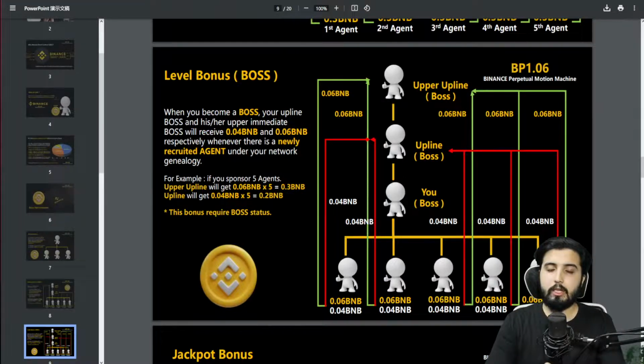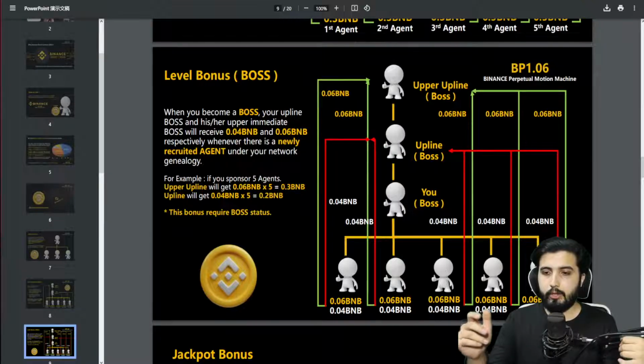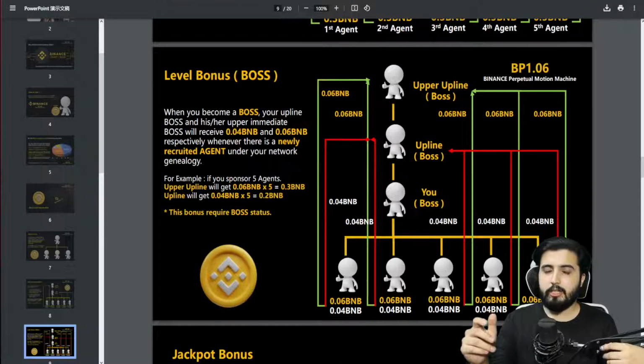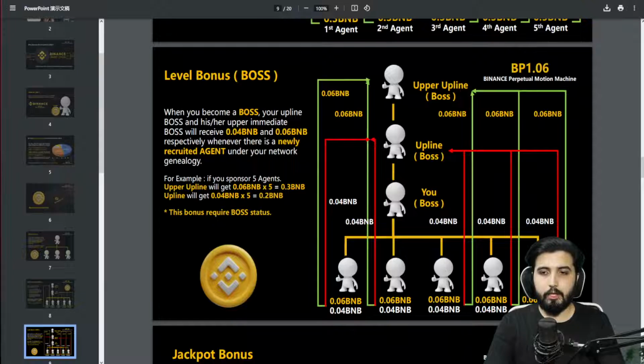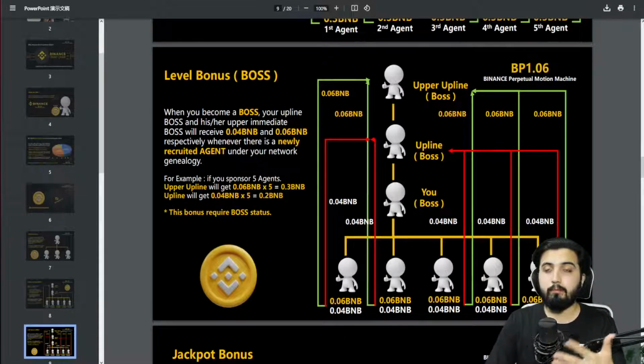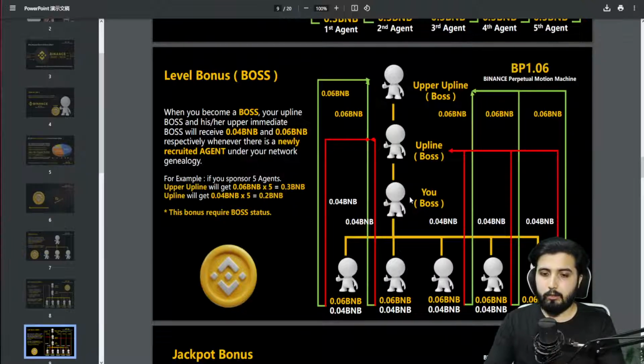Now we come to the level bonus. There's one more status added here, which is the upper upline boss. If we talk about the hierarchy, we have the upper upline boss, then the upline boss, then us with the boss status, since we referred more people, and then these are the agents that we have.